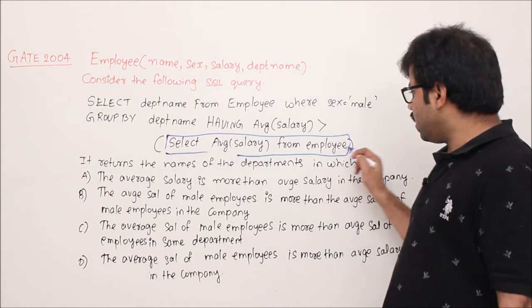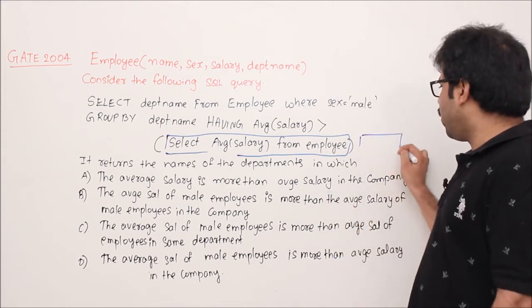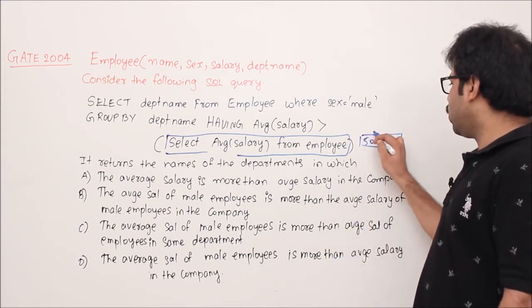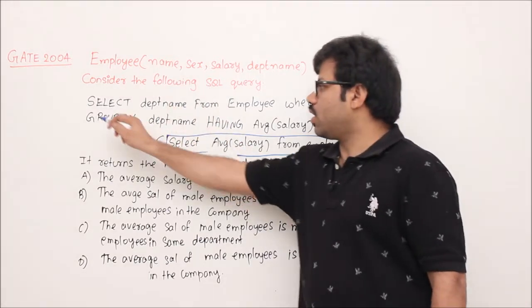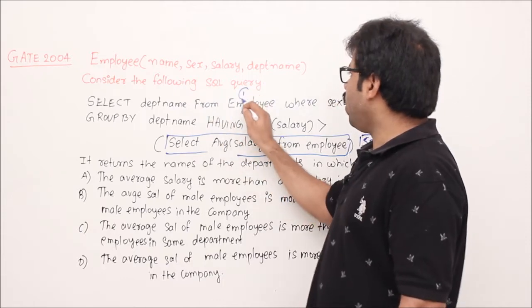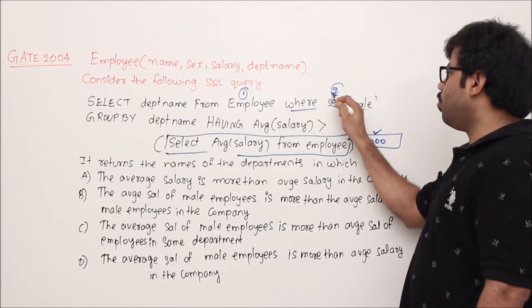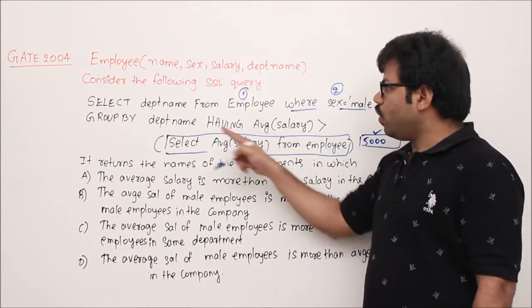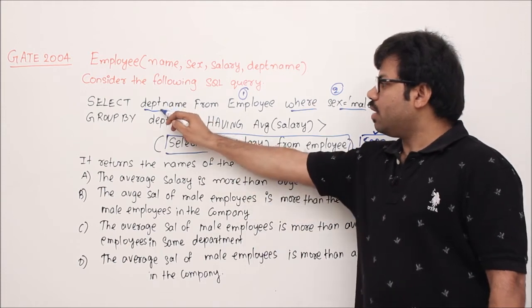So I can say that this is the average salary of the total employees, remember it. For example, the value is 5000. So this 5000 represents the average salary of the company. Now go to the outer query. Step number 1 is: from the employee table, take where sex equal to male, that means only take male employees. Now we are going to print output from the outer query, and we are going to print the department names.